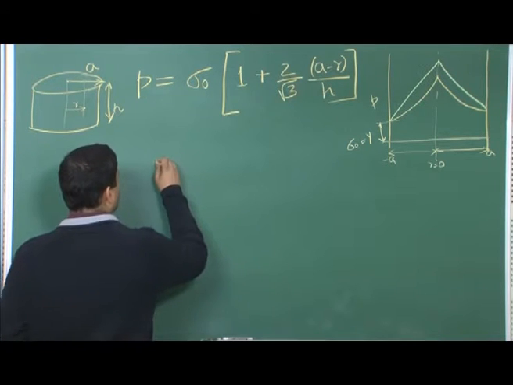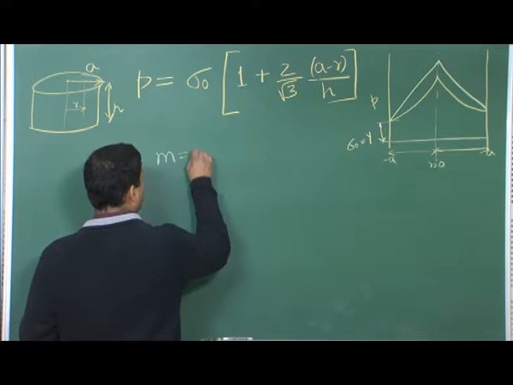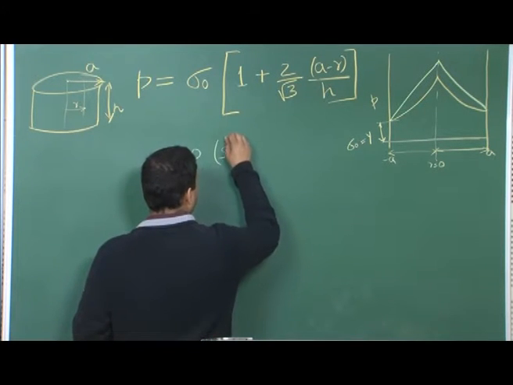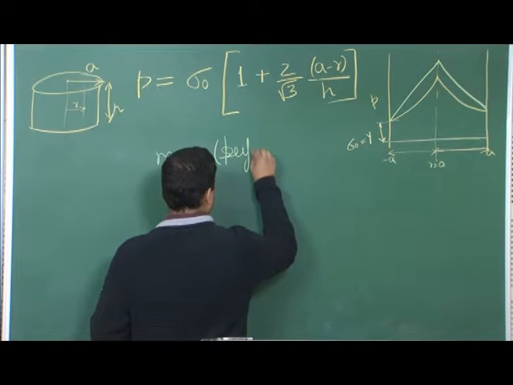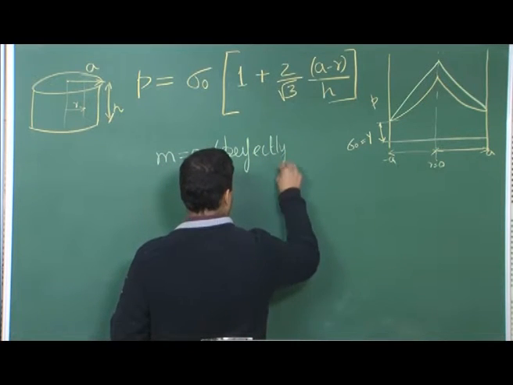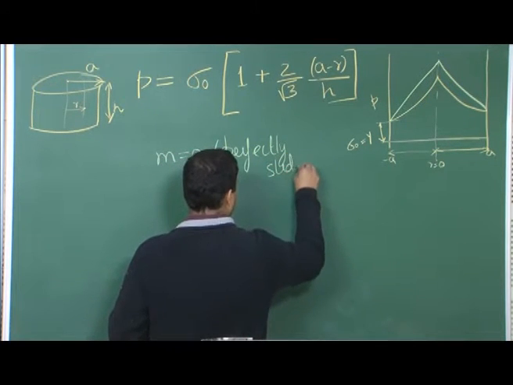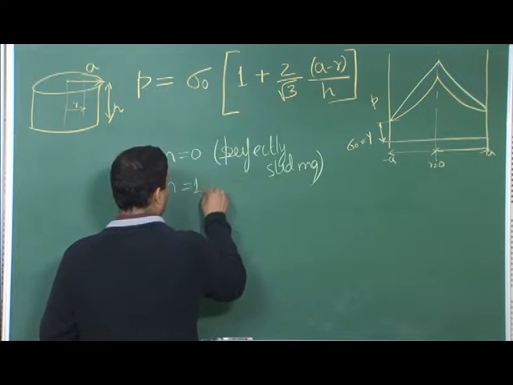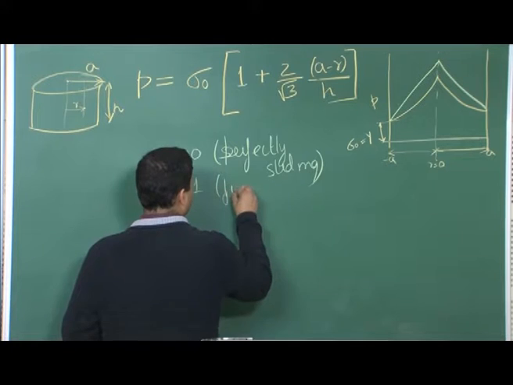Again, let me emphasize the fact that when m is equal to 0, what you have is a perfectly sliding condition, and when you have m equal to 1, it is a fully sticking condition.